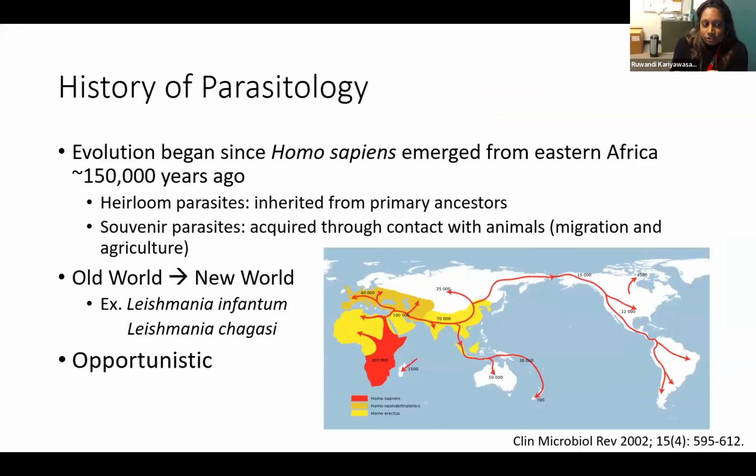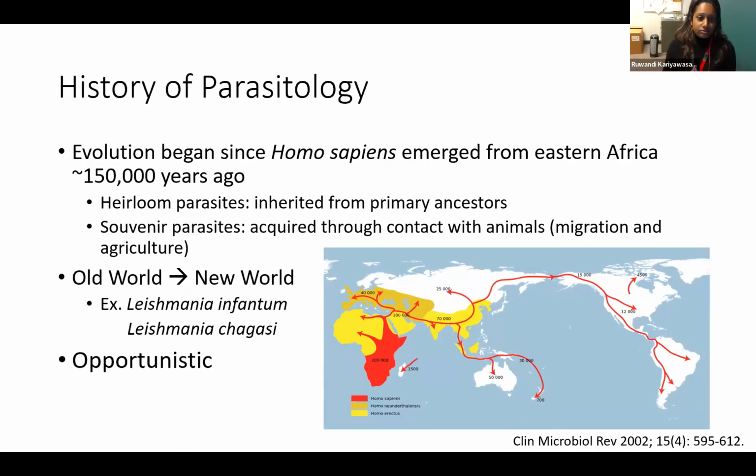So in terms of the history of parasitology, just kind of going back and reflecting on the history that's associated with humans. So, Homo sapiens emerged from Eastern Africa about 150,000 years ago, and humans have migrated since then to many parts of the world, bringing in what we call heirloom parasites. So these are parasites that have been inherited from their ancestors, and what we call souvenir parasites, so inherited from other animals, contact with animals through the migration process.